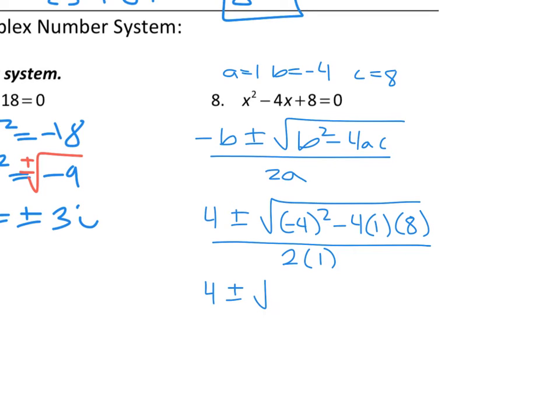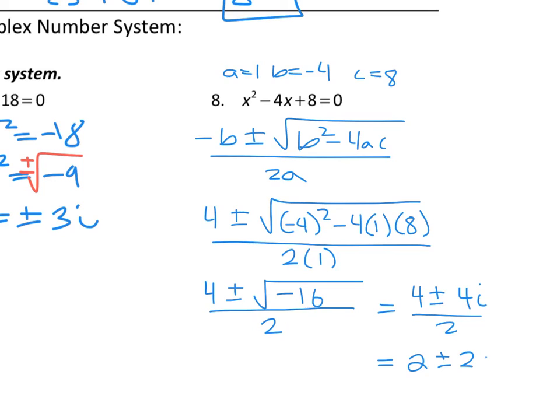4 plus or minus the square root of negative 16 over 2. And in the past we would have just said no real solutions, but now we can simplify this to get the complex solutions. So the square root of negative 16 we're going to call 4i. So we get 4 plus or minus 4i over 2, which simplifies to 2 plus or minus 2i.